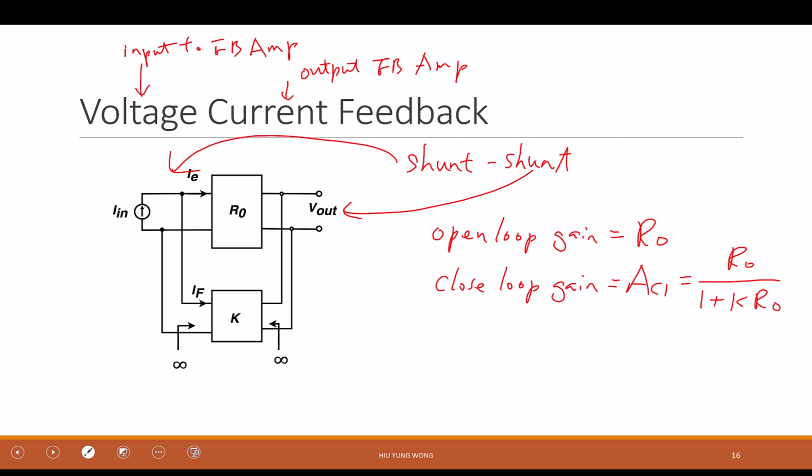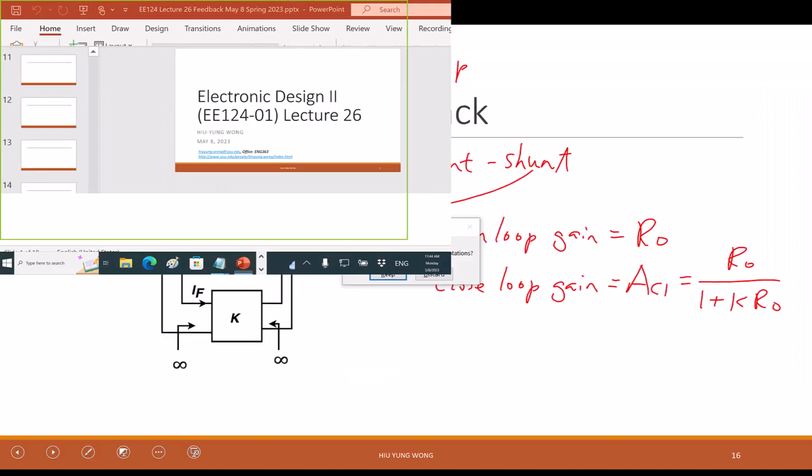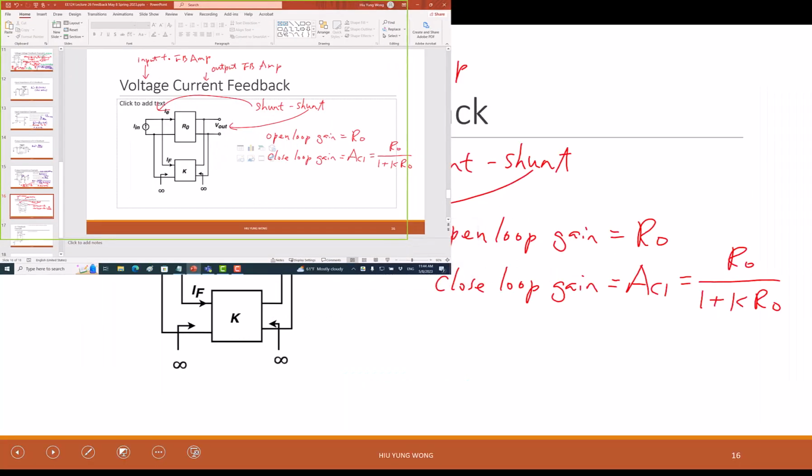Shunt usually means parallel. You shunt something, you make it in parallel. So when you say shunt something to ground through a capacitor or whatever, that is a parallel connection.